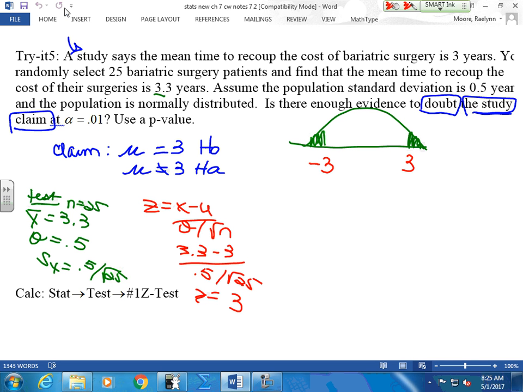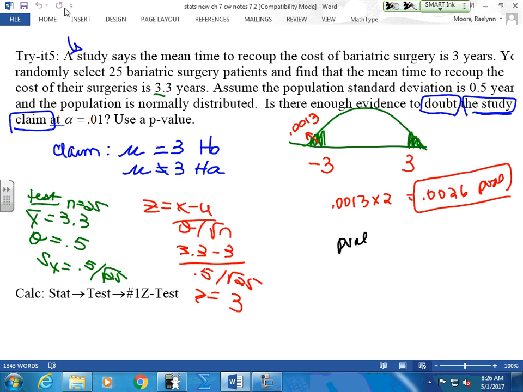Now, you want the area in the tails. If you look up the 3, you get this big area here. You're going to have to subtract it from 1. So just look up the negative 3 and get that little area out there, which is 0.0013. Your two-tailed test says multiply by 2. This is your p-val. We did all of this to find out that p-val.